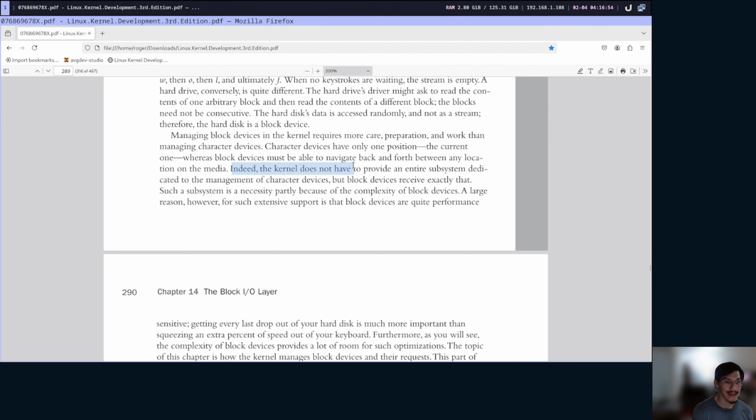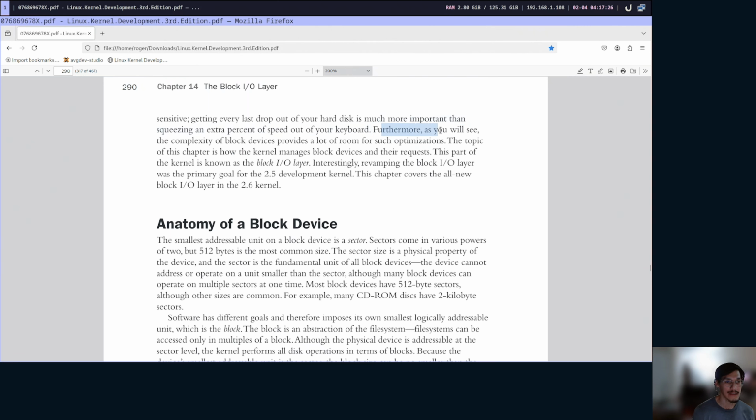Indeed, the kernel does not have to provide an entire subsystem dedicated to the management of character devices, but block devices receive exactly that. Such a subsystem is a necessity partly because of the complexity of block devices. A large reason, however, for such extensive support is that block devices are quite performance sensitive. Getting every last drop out of your hard disk is much more important than squeezing an extra percent of speed out of your keyboard. Furthermore, as you will see, the complexity of block devices provides a lot of room for such optimizations.